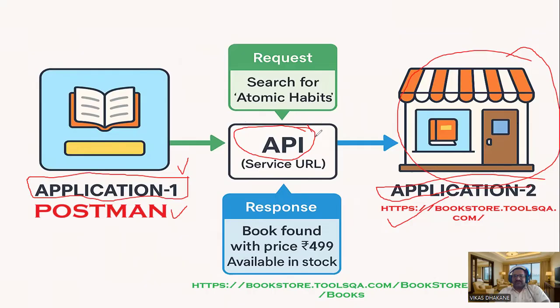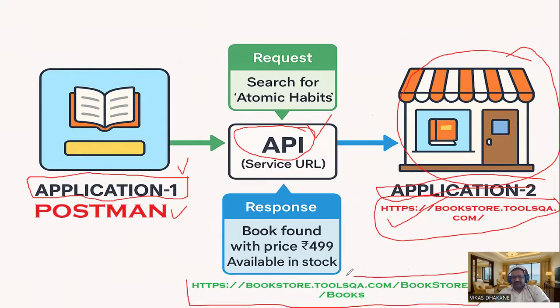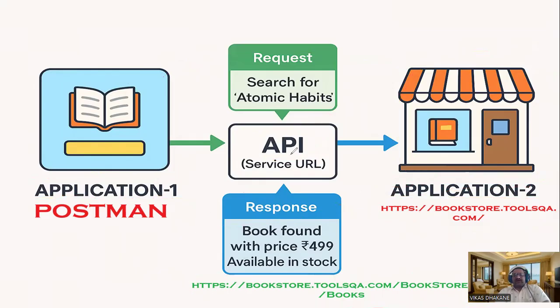Now, who is going to provide this API? This API will be provided by this application. The bookstore website will provide us the particular API. For example, this is the API provided by this bookstore application. Using this API, we will send a request to this website, and then this website will send us a reply. What will be the reply? The reply will consist of the different books, their authors, their ISBN numbers, etc. So let's continue with our demonstration of how we can test the API.